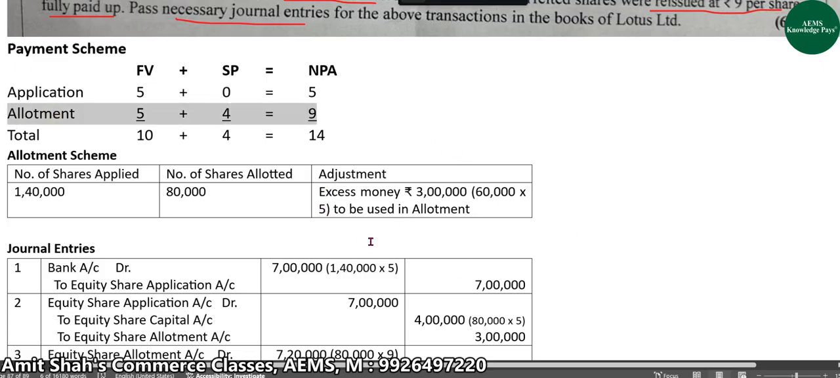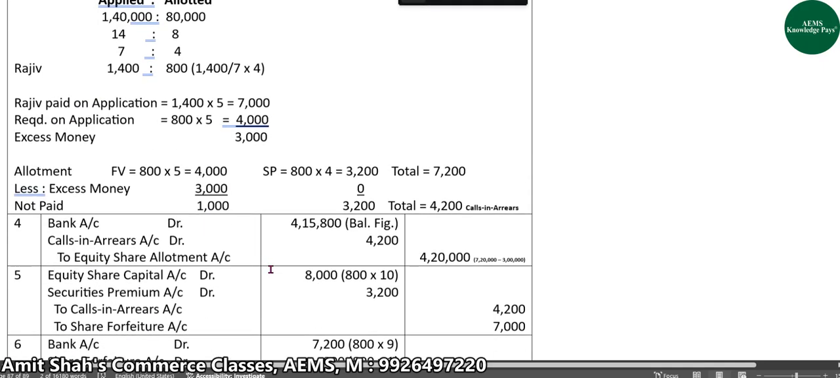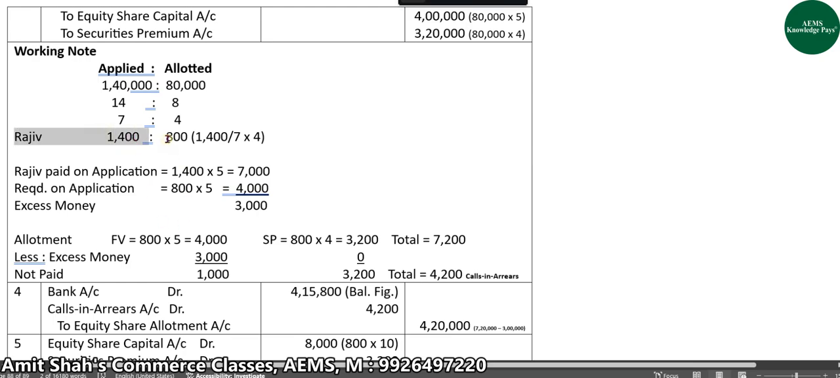Because in many sums they have been telling that this is pro rata allotment, sir. Yes, it is pro rata allotment only. Pro rata allotment means more shares have been applied for, but a lesser number of shares are being allotted. Pro rata means proportionate allotment. Like here, investors asked for 1,40,000 shares, but they have not been allotted 1,40,000 shares. They have been allotted a lesser number of shares. Like Rajiv applied for 1,400 shares, but he was allotted only 800 shares. So this is called proportionate or pro rata allotment.